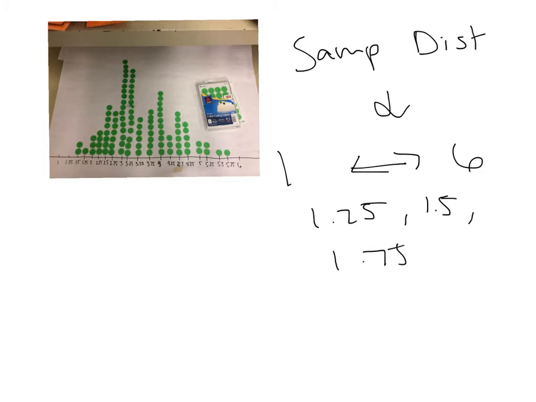And in this dice game that I had you guys do last semester, we have all the possible combinations of numbers to give us all the possible combinations of averages. Hopefully that makes a little bit clearer what a sampling distribution is.